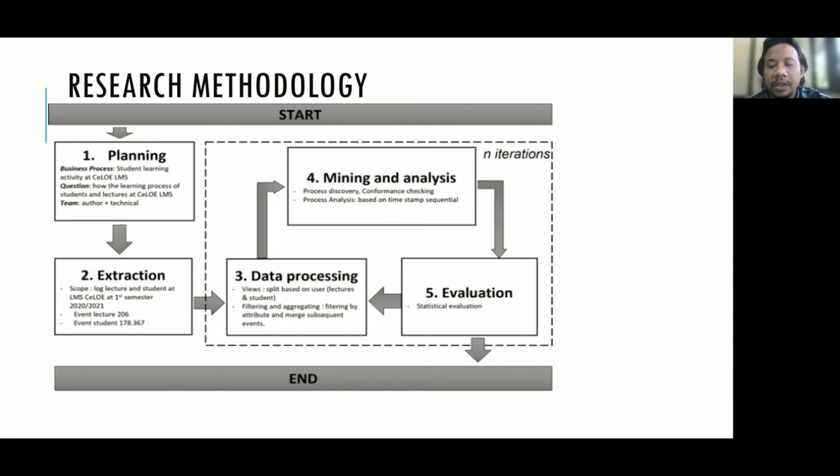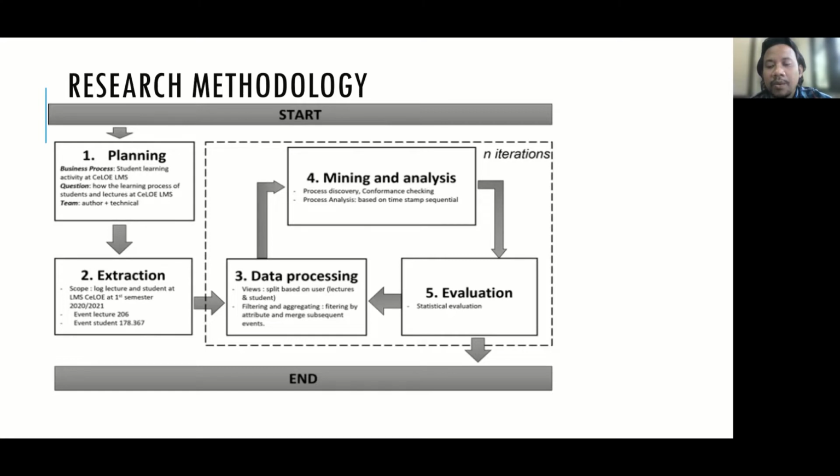Data preprocessing is carried out to ensure that the available event logs are ready to be processed with the heuristic miner algorithm. We undertake a role-based data processing to separately analyze lecturer and student record. Phase 4 is mining and analysis. This is the main part of the study, consisting of process discovery, conformance checking, and analyzing steps.